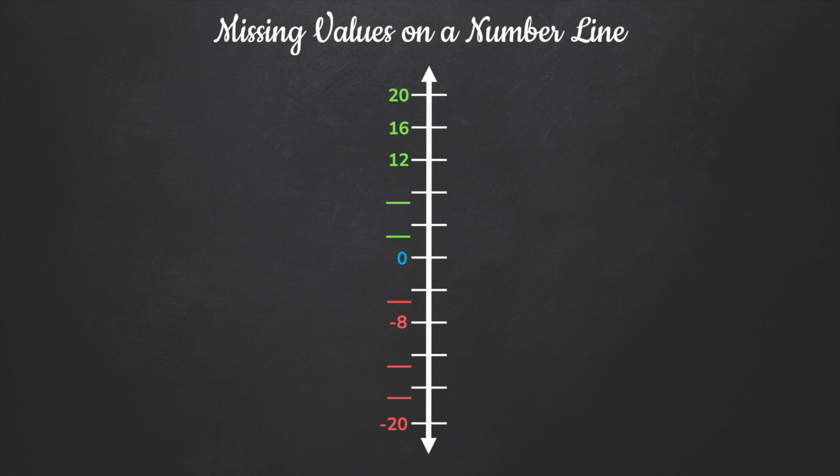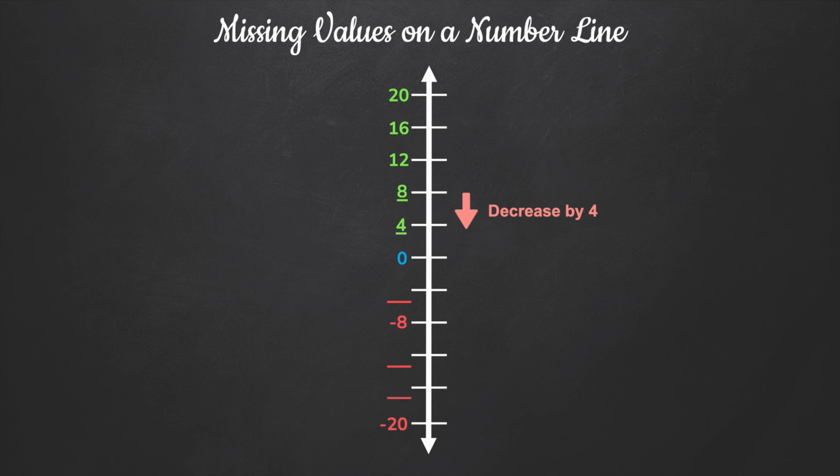Now let's do another example. Here we have a vertical number line, but we're still going to look for patterns. So if we look in between 12 and 16, notice that we're increasing by 4. So this means that as we go up, we're going up by 4. So if we start at 0, it's going to be 0, 4, 8, 12, 16, and 20.